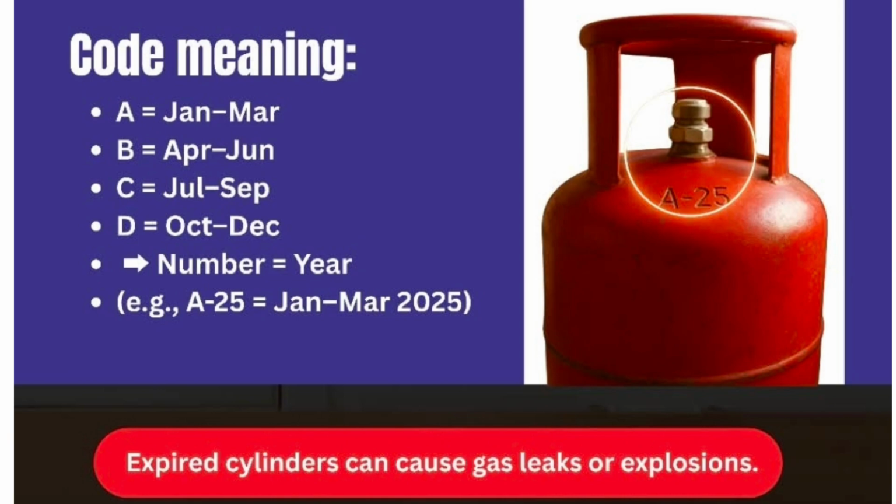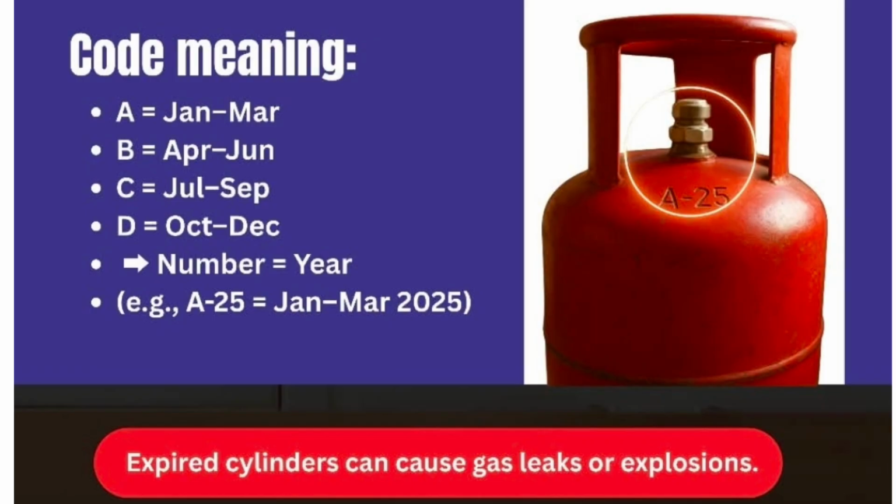Sometimes you can find B13. That means it was manufactured or last tested between April and June 2013. So from that period, you just add 10 years or 12 years, because we have said that's the maximum period it can take. So just quote me well, guys.